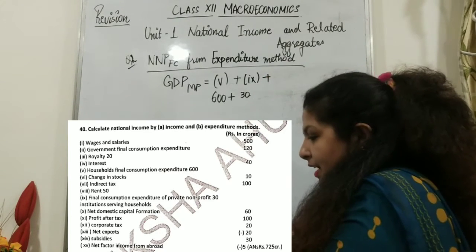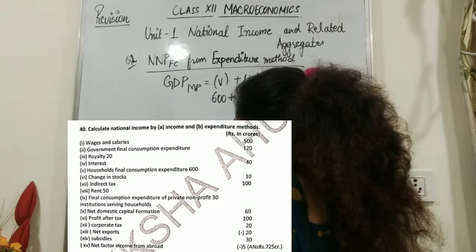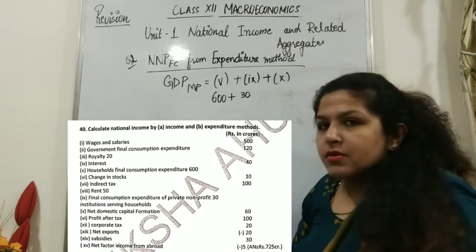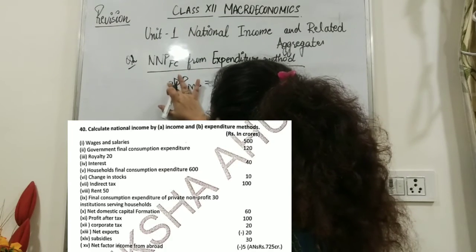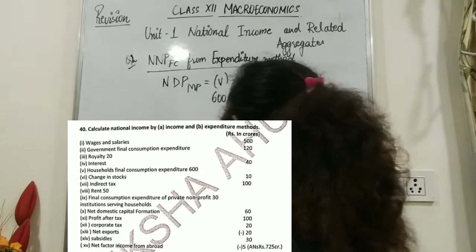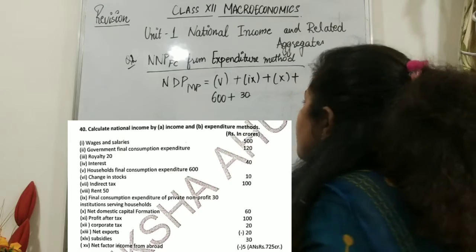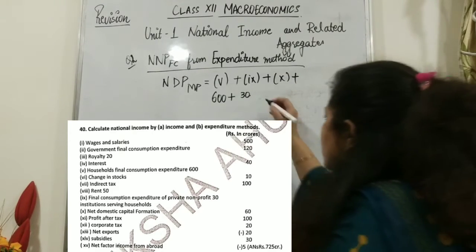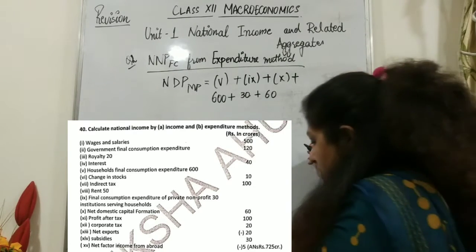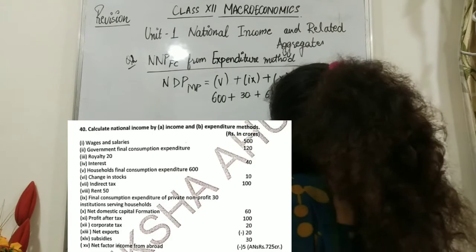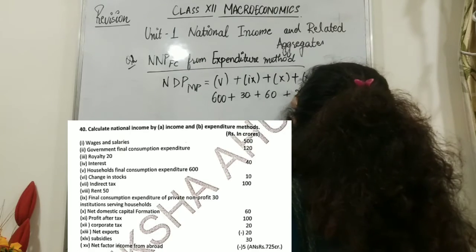I, investment. Investment is given as net domestic capital formation. Net domestic capital formation is given how much? 60. So net is given. So instead of gross, what we are calculating is net domestic product at market price, because there is no need of depreciation. Right? It is given 60. Now last is net exports. We know net exports is given on 13th number, that is, it is given to be 20.